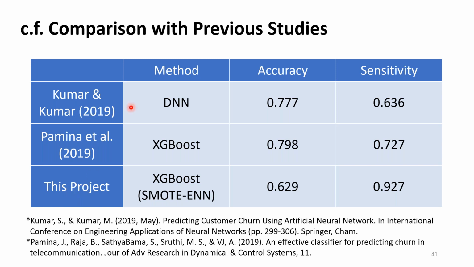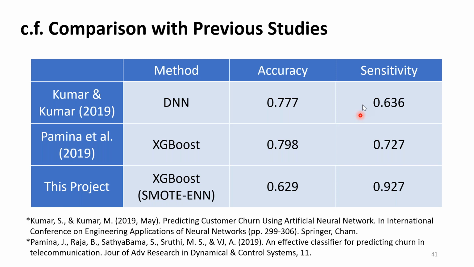Unfortunately, these research papers did not explain how they dealt with the class imbalance. But anyway, comparing the sensitivity results, this project achieved higher sensitivity than the previous studies, meaning that the model trained in this project can predict churners better.